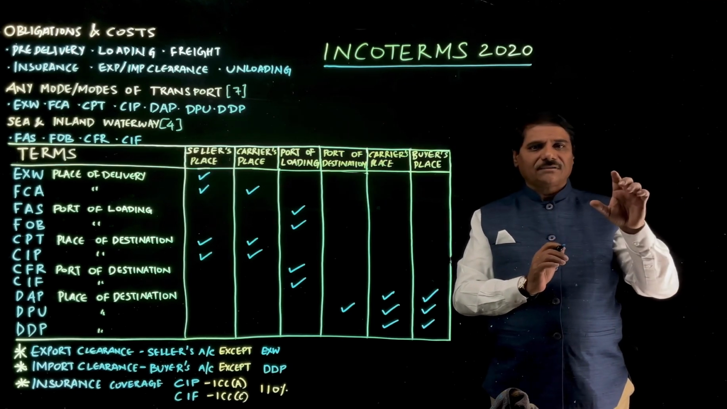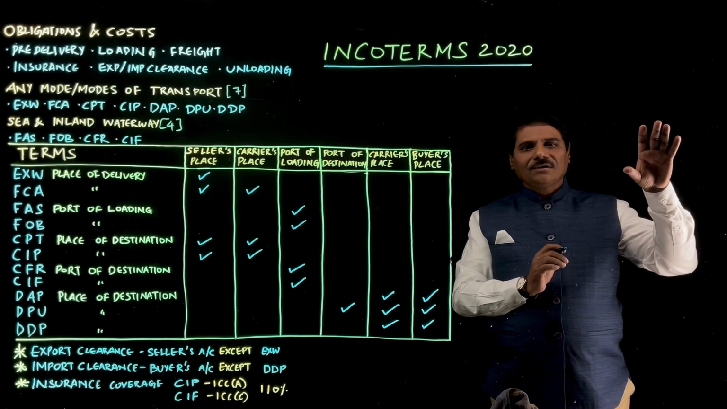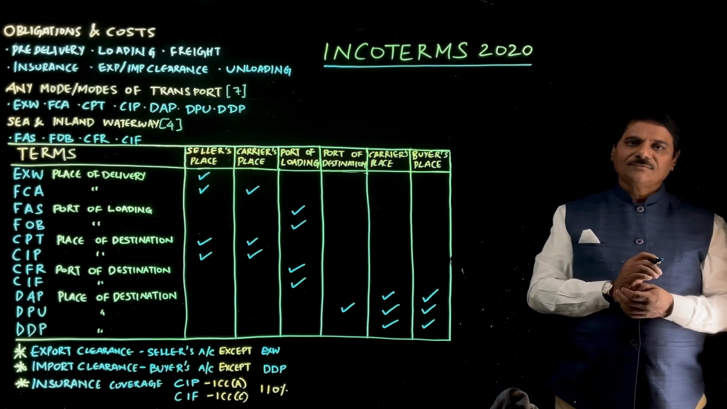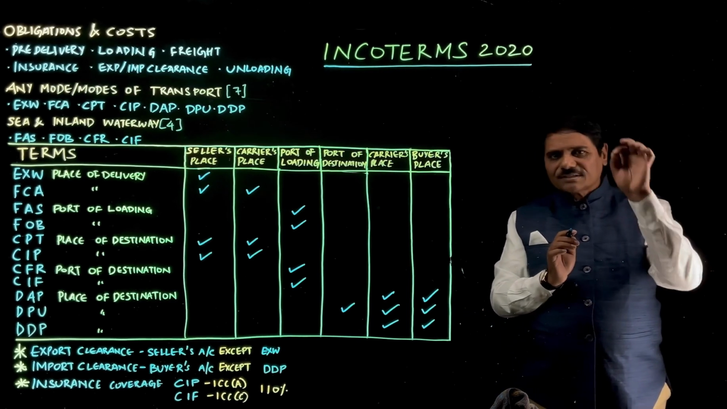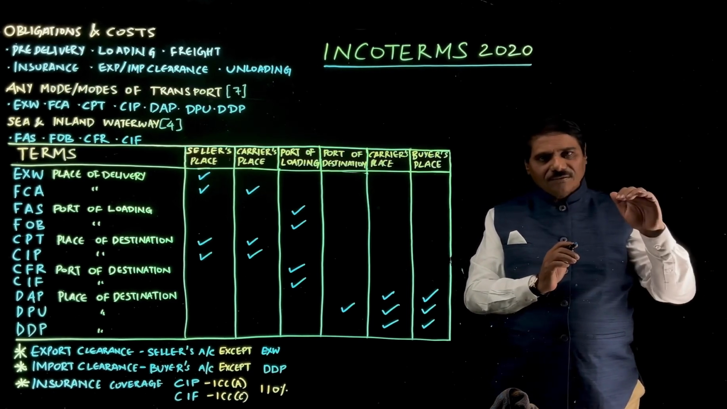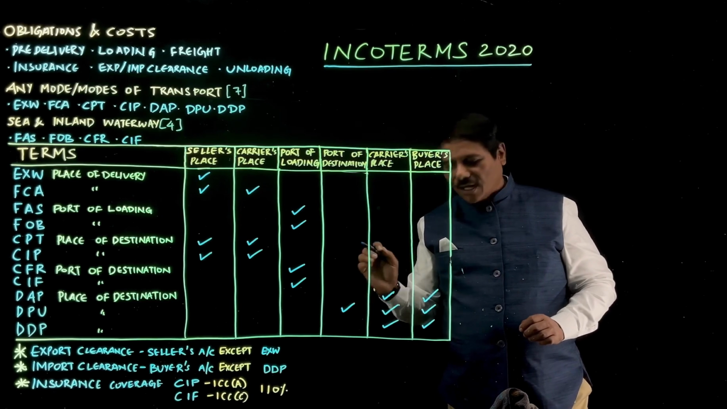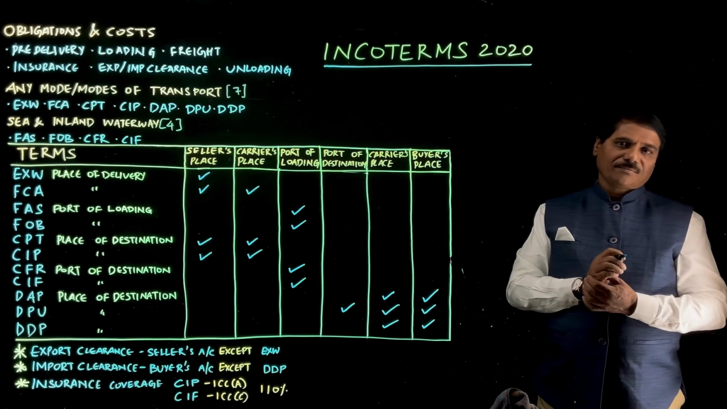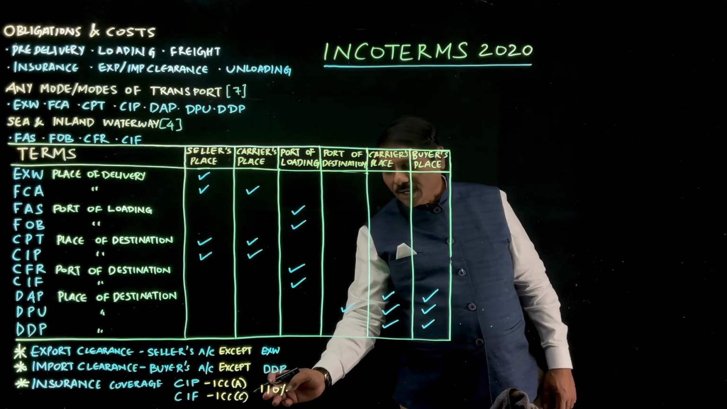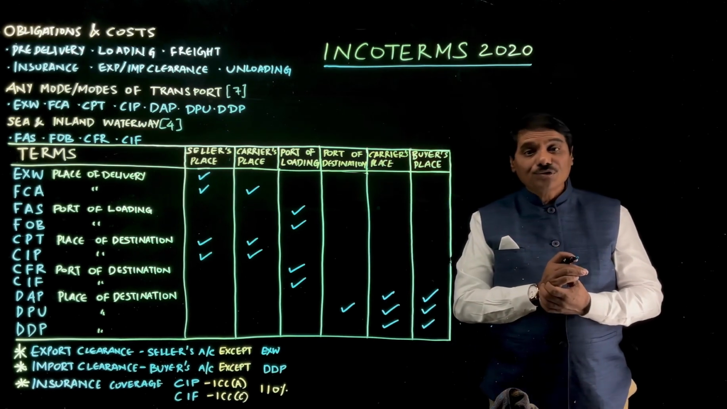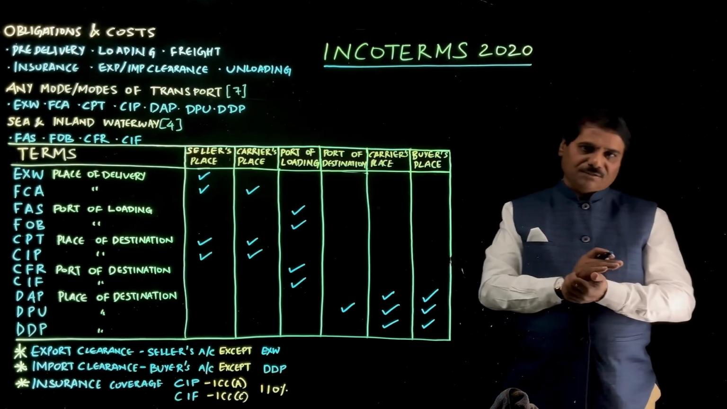So in the sales contract, you must specify what risks are to be covered for insurance. In the absence of that, if the sales contract is silent as to what risks are to be covered, then as per the international commercial terms, you must cover Institute Cargo Clauses A, all risks. For how much? A minimum of 110% of the goods value. On the goods value, you have to add a minimum of 10% more.